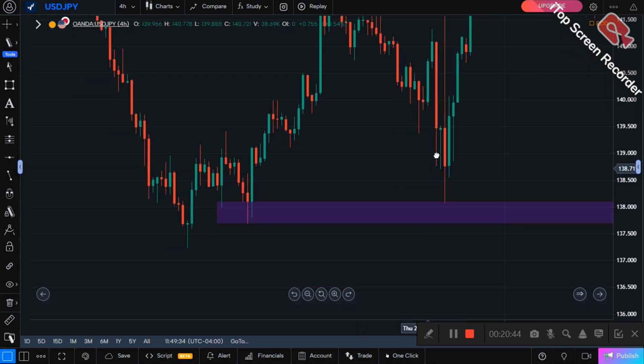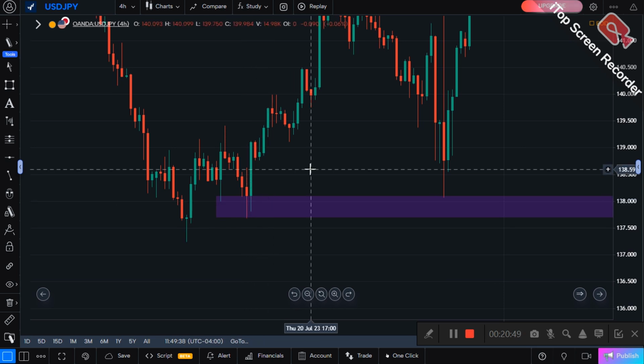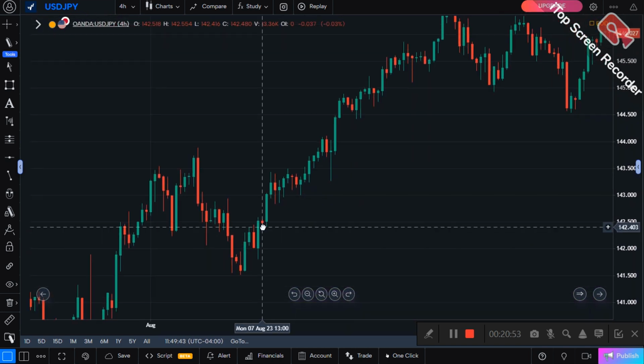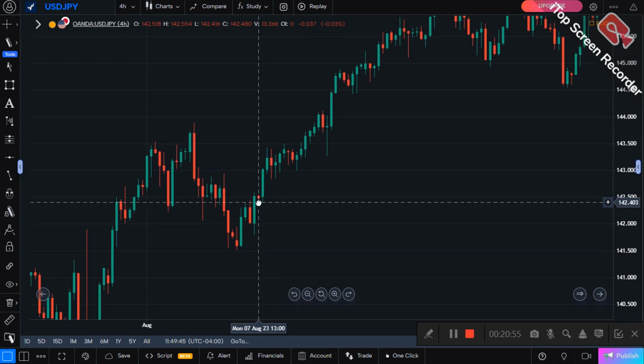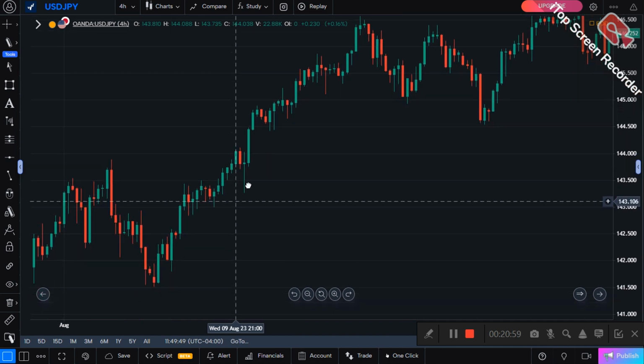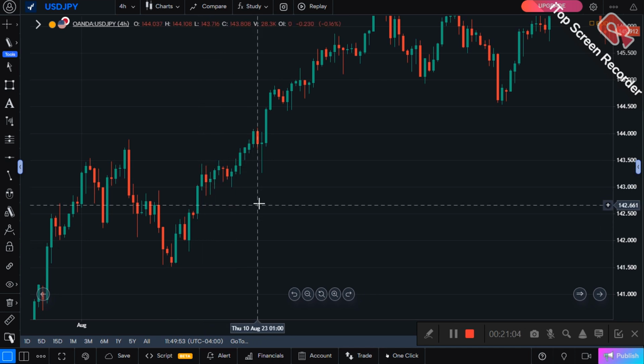So basically this was a rejection block. In the upcoming video, liquidity is very important. This is a part of internal range liquidity. So you have to find the equal highs and the equal lows.